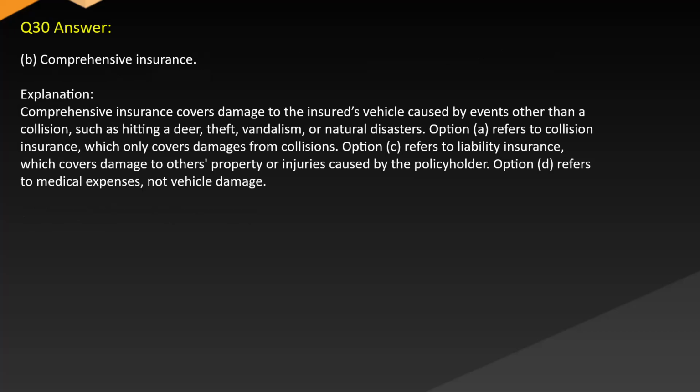Answer: B. Comprehensive insurance. Explanation: comprehensive insurance covers damage to the insured's vehicle caused by events other than a collision, such as hitting a deer, theft, vandalism, or natural disasters. Option A refers to collision insurance, which only covers damages from collisions. Option C refers to liability insurance, which covers damage to others' property or injuries caused by the policyholder. Option D refers to medical expenses, not vehicle damage.